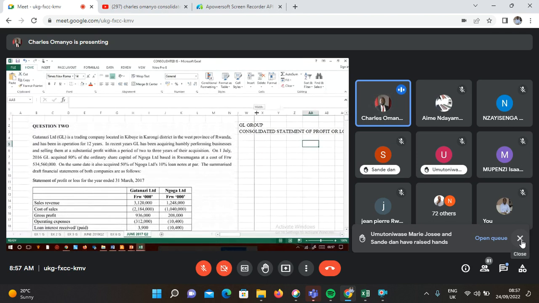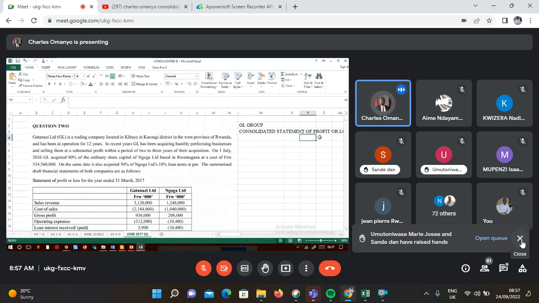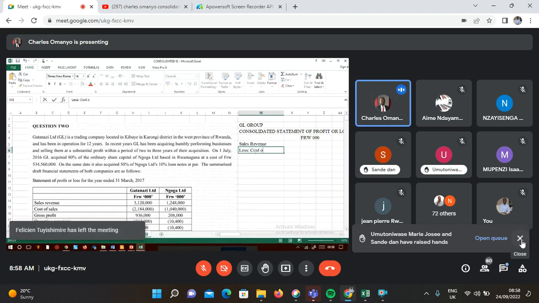Now, we have our income statement. Always ensure the solution is what comes first. Note that we are working in thousands, FRW 000. So you'll have your sales revenue. Next, we'll have you less what? Cost of sales. I'm just typing the income statement so that we save time to give you gross profit.